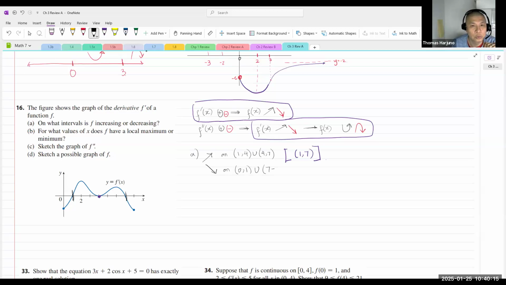7 to 8. Can we say 7 to infinity, Thomas? No, because the graph doesn't tell us. Okay.